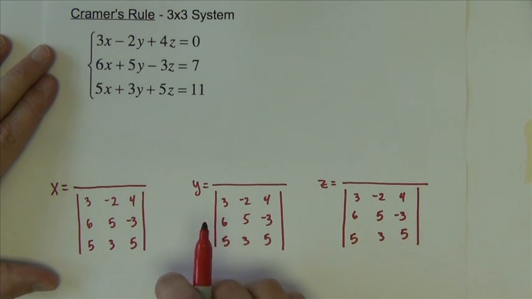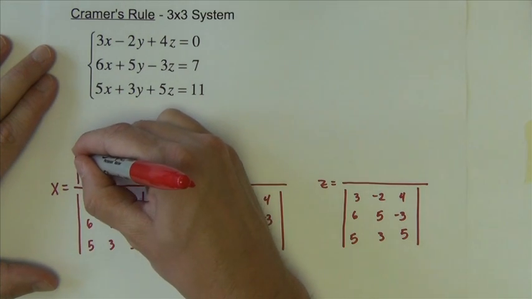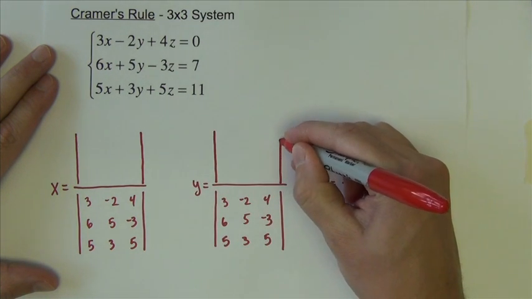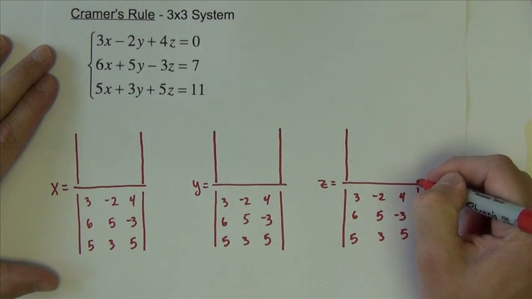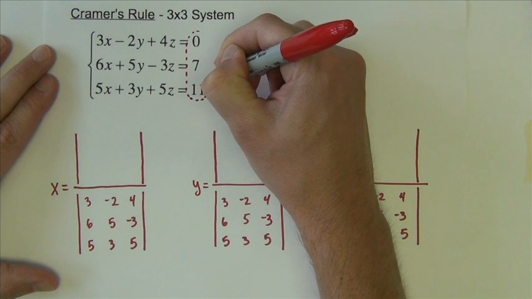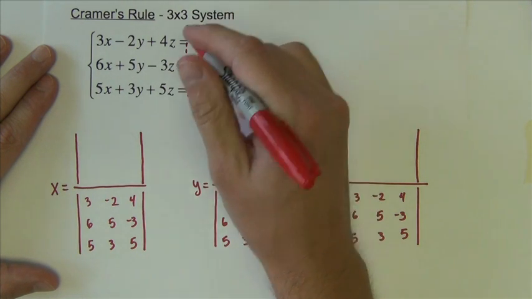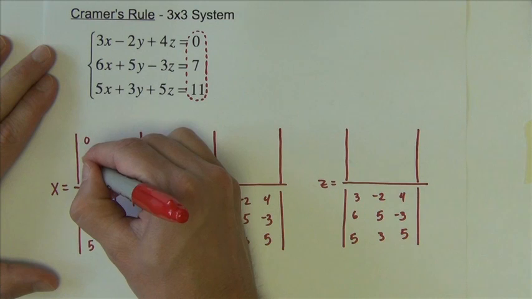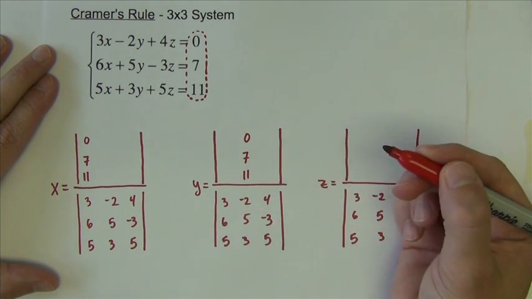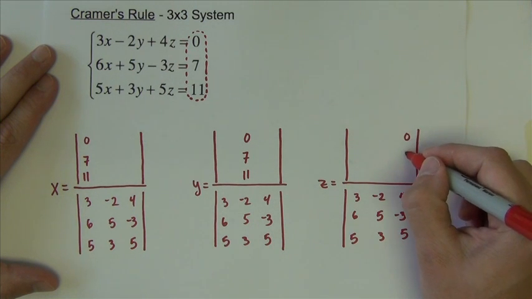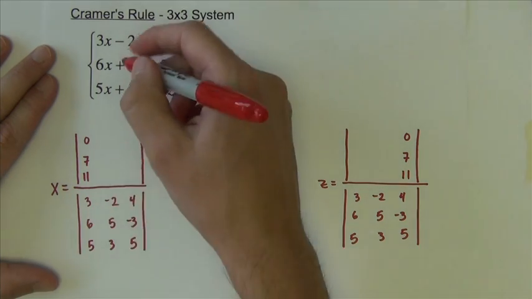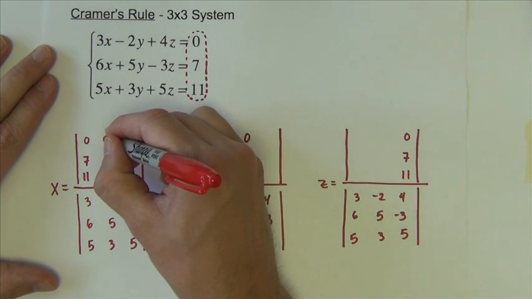Now, the numerator of each of these follows the exact same pattern as it did for the 2x2 Cramer's rule problem, in that these numbers, the 0, the 7, 11, go in where the x's go when solving for x. They go in the middle where the y numbers are when solving for y, and they go in on the right where the z numbers are when you solve for z. And I just fill in with the other numbers from the coefficients as they are.